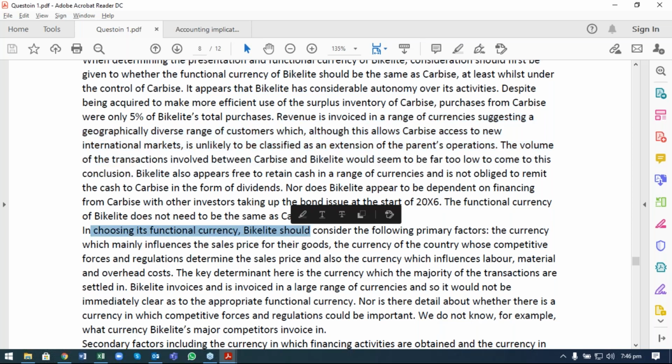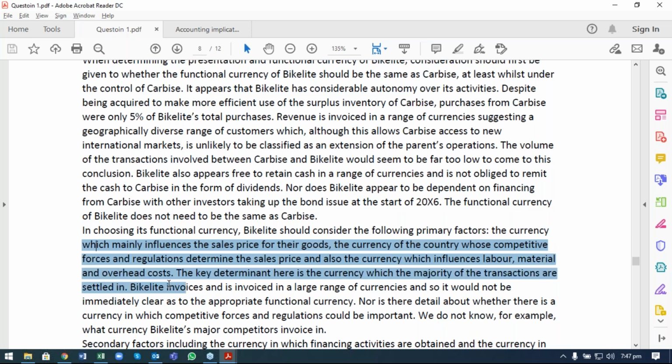In choosing a functional currency, I'm looking into the next primary factors. In choosing its functional currency, backlight should consider the following primary factors: the currency which mainly influences the sale price of their goods, the currency of the country whose competitive forces and regulations determine the sales price, and also the currency which influences the labor, material, and overhead cost. The key determinant here is the currency which the majority of the transactions are settled in.